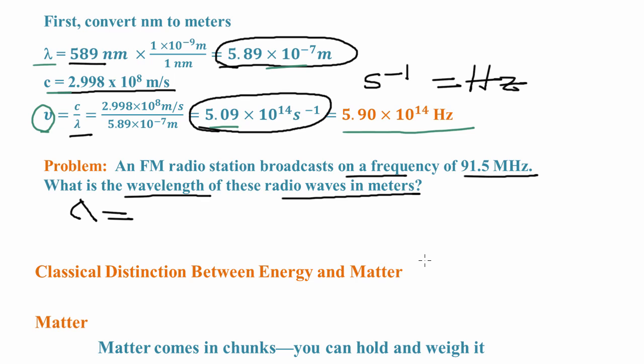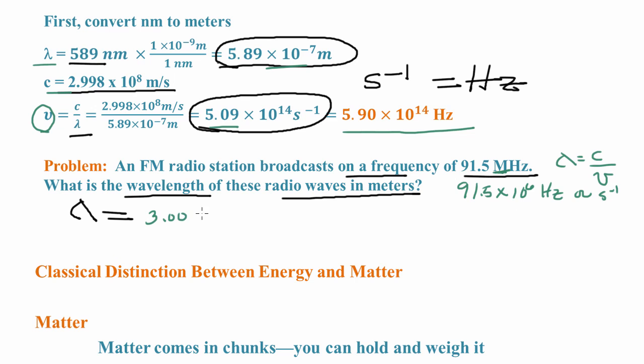Here's another problem. We're told that an FM radio station broadcasts at a frequency of 91.5 megahertz. What is the wavelength of these radio waves in meters? So in this case here, we're just going to solve for wavelength, and that's going to be C over the frequency. And notice the frequency here is in megahertz, and we need to get that into hertz or reciprocal seconds. So this is the same as 91.5 times 10 to the 6 hertz, or reciprocal seconds.